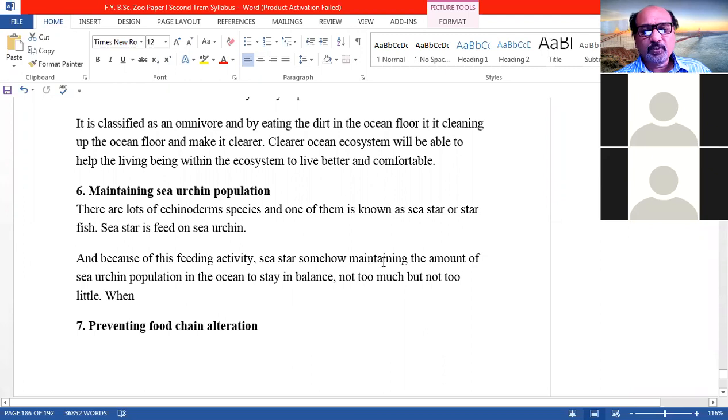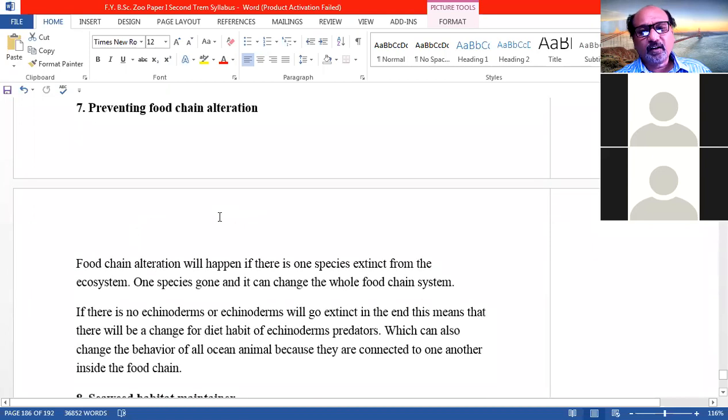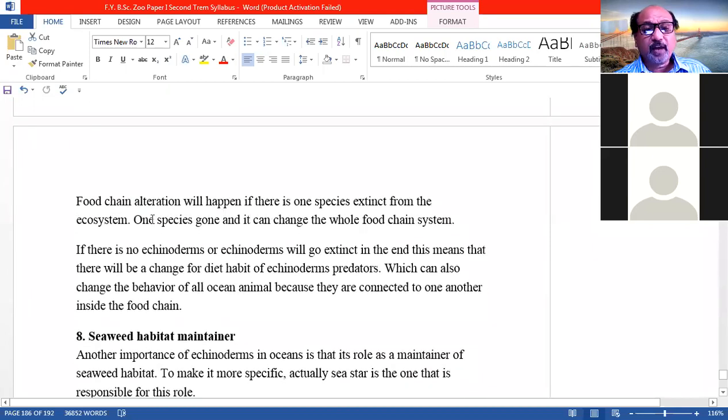The population of the sea urchin is maintained by other animals also. Preventing food chain alteration: food chain alteration will happen if one species goes extinct from the ecosystem. If any one species is lost, then the food chain is disrupted. So one species gone can change the whole food chain system. If the echinoderms go extinct, in the end this means there will be a change in the diet habits of echinoderm predators, which can also change the behavior of all ocean animals, because they are connected to one another inside the ocean.